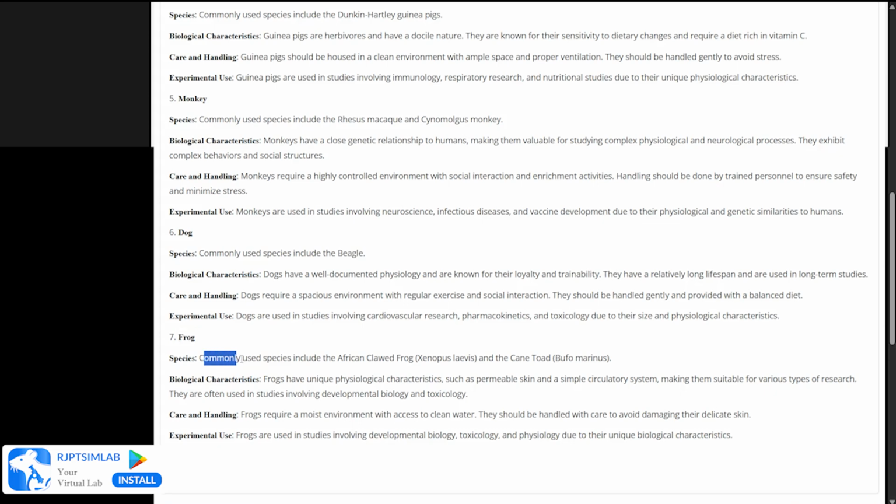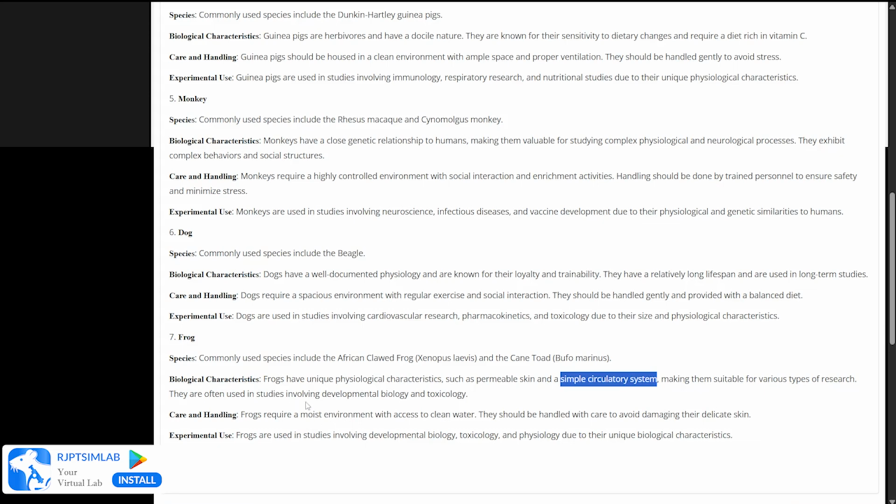For frog, commonly used species include the African clawed frog, which is known as Xenopus laevis. This is the scientific name of the frog, where Xenopus is the genus name and laevis is the species name. And the cane toad, whose scientific name is Bufo marinus. The biological characteristics are that frogs have unique physiological characters such as permeable skin and a simple circulatory system, making them suitable for various types of research.